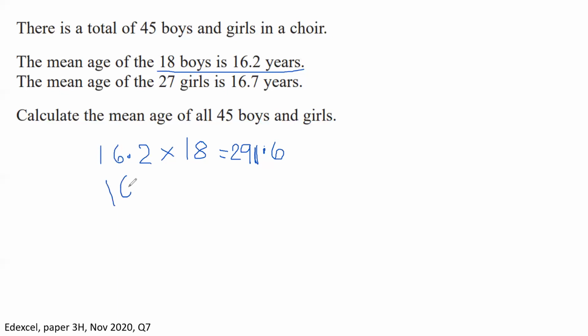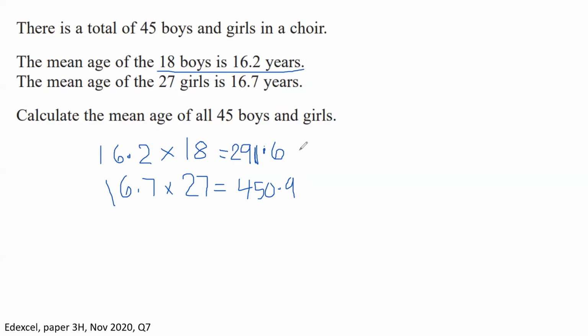So we can do 16.7 times 27. This is the total ages for all of the girls, and then I'll talk to you about why this works. If you think about the way that we would normally find the mean, say we had 27 girls' ages, we would add up each of those ages and then divide by 27. Essentially, we're undoing that step here. Because the last step of finding the mean is to divide by 27, if we then times by 27, that's going to give us the total ages of all of the girls.